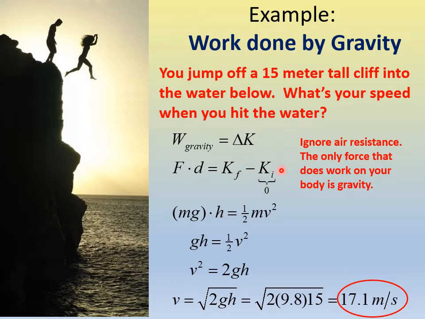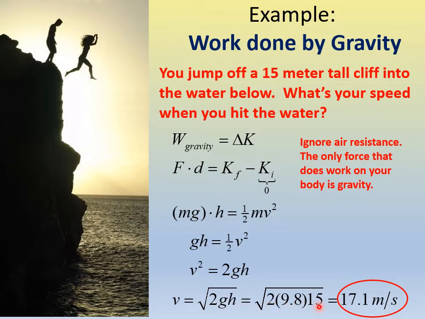K initial is again 0. When we start at the top, we're at rest. So the initial kinetic energy is 0. So the final kinetic energy is 1/2 mv squared. Now we can simplify. Both sides have an m for mass. We can cancel that out. And finally, we can solve for v squared first. Let's multiply both sides by 2. Get rid of the 1/2, take the square root, and we get v is equal to the square root of 2gh, where g is 9.8, and the height h is 15 meters.